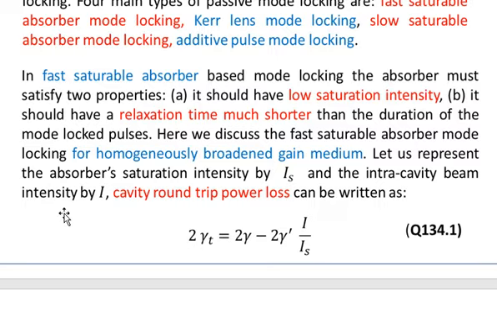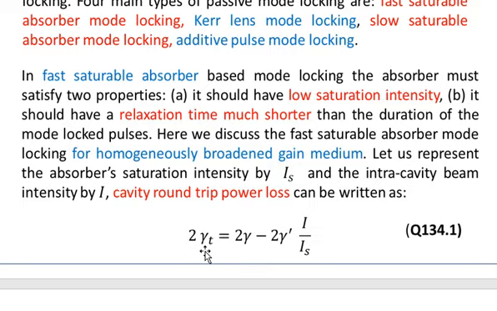And the intracavity beam intensity by I. So I is the intensity of the laser within the cavity, and IS is the intensity at which the absorber becomes saturated. Cavity round trip power loss can be written as the power loss equation given in equation number 1, that is 2 gamma T is equal to 2 gamma minus 2 gamma prime times I over IS. Again, this I is the intensity of the laser beam. This IS is the intensity at which the absorber becomes saturated.